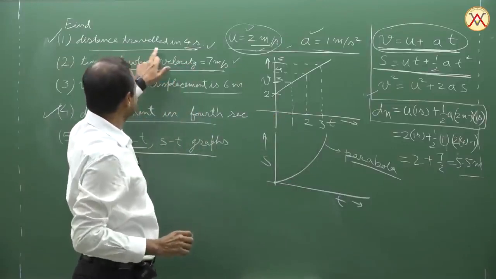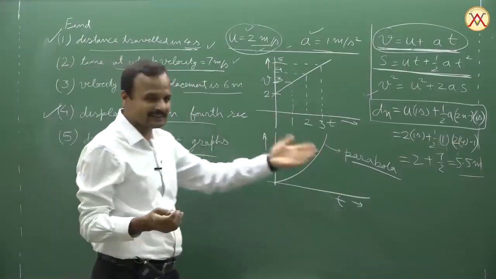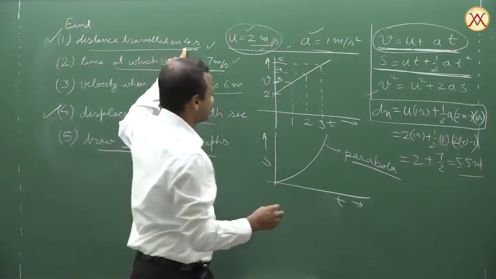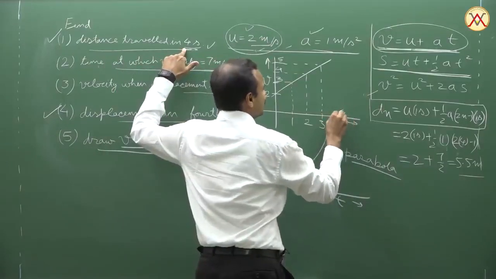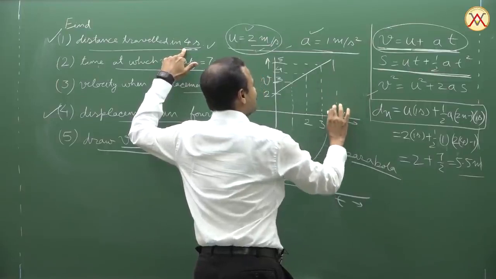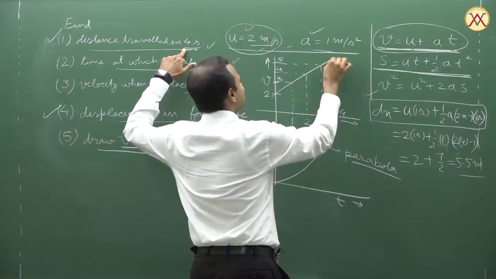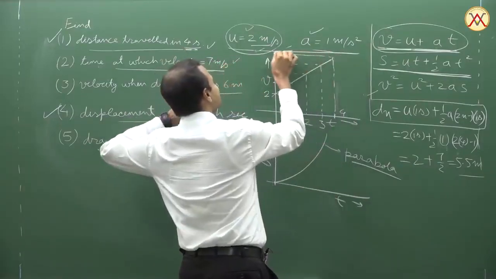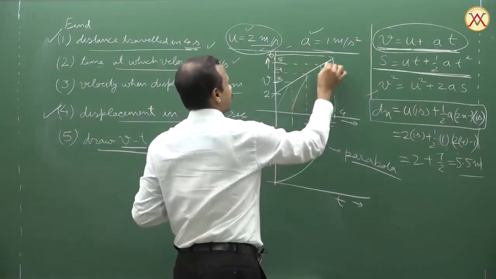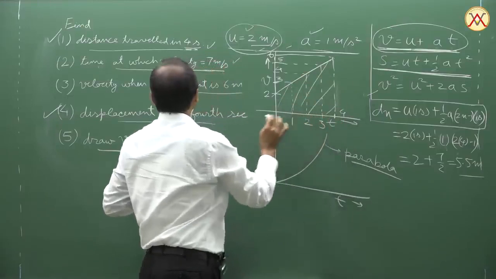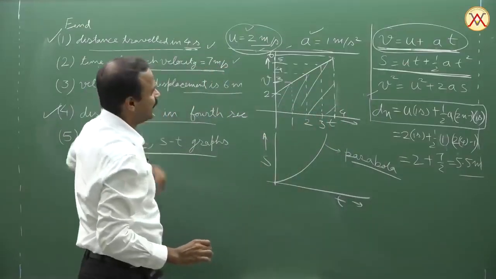See, it says distance traveled, which we know in this case is equal to displacement in 4 seconds. So let me extend this to 4 seconds. At 4, what will be the velocity? Velocity will again increase by 1. So velocity here will be 6. So this area here is the answer of part 1.